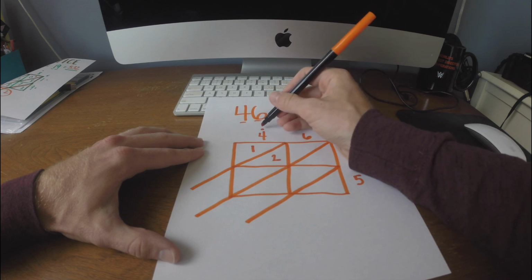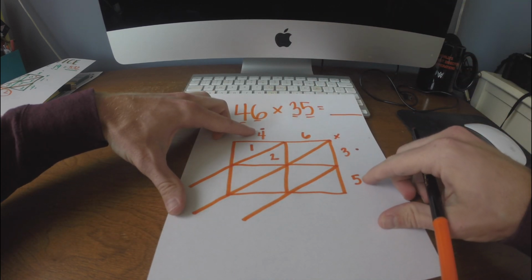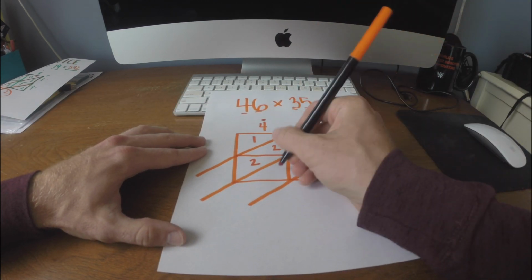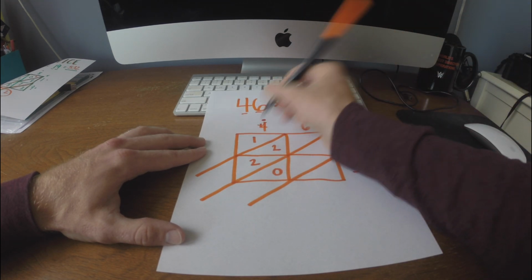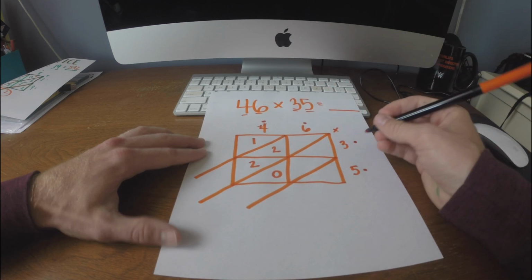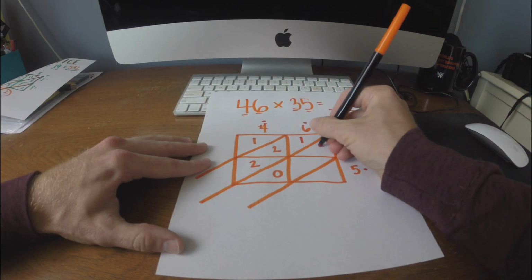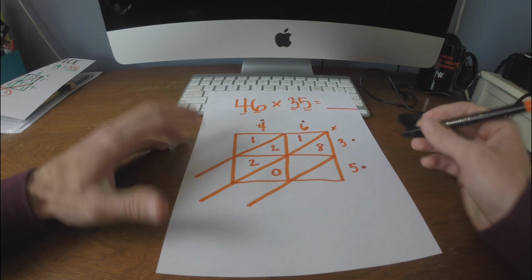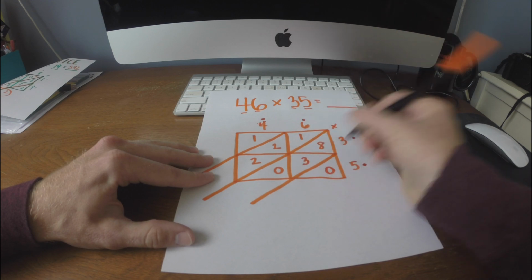I'm going to change things up and go now to 4 times 5. 4 times 5 is 20, and those meet right here. 20 is 2 tens and 0 ones. Okay? So we've got my 4 taken care of. I don't need to use that anymore. Now we're going to go to 6 times 3. 6 times 3 is 18, and they meet right here. So 1 ten, 8 ones. And then 6 times 5 is 30. They meet right here. 3 tens, 0 ones.